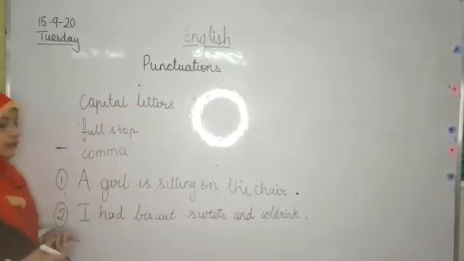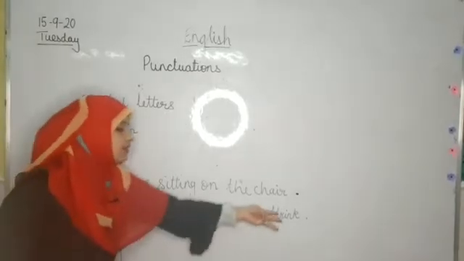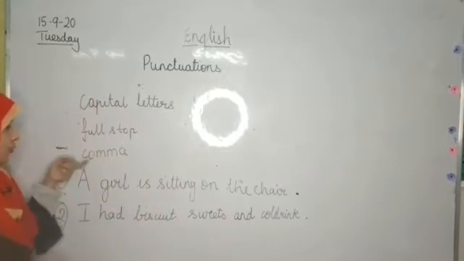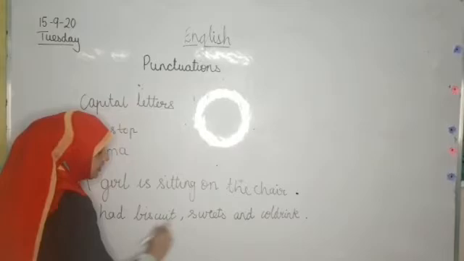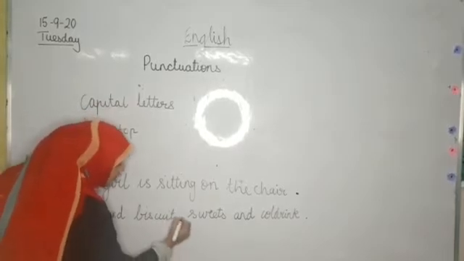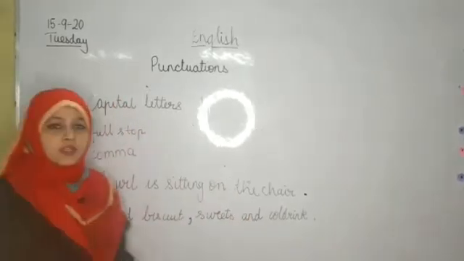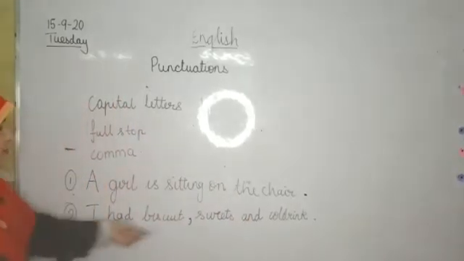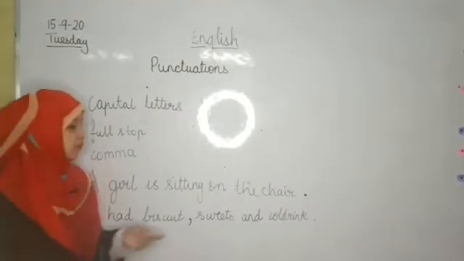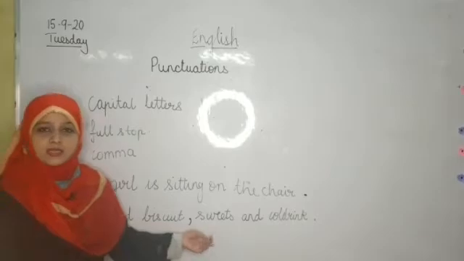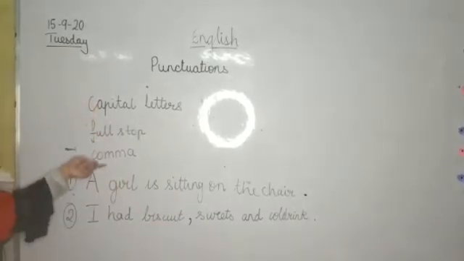So where am I going to put a comma? When I have three things in my sentence, biscuit, sweets and cold drink. So I am going to put a comma after the first thing which I have, that is biscuit, and then I am going to put a comma over here and then write sweets and cold drink. So my children, can you all understand where do we put a comma? When we have more than two things in a sentence, we put a comma between the first and the second one. Now you all are clear with the capital letter, full stop and a comma.